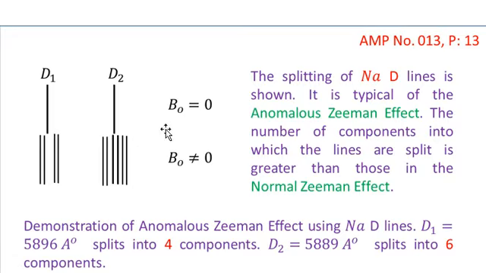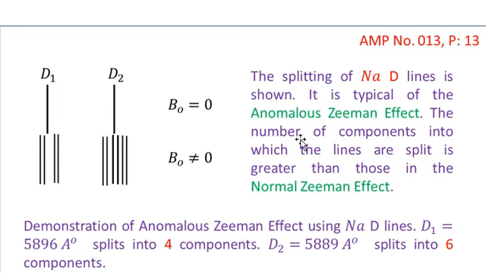So you see that again here, if you apply the magnetic field, further splitting will occur of the D1 lines and the D2 lines. In the D1 lines, you can observe four different wavelengths. And for the D2 lines, there will be six transitions, so you can observe six different wavelengths. The splitting of sodium D lines is shown. It is typical of the anomalous Zeeman effect.